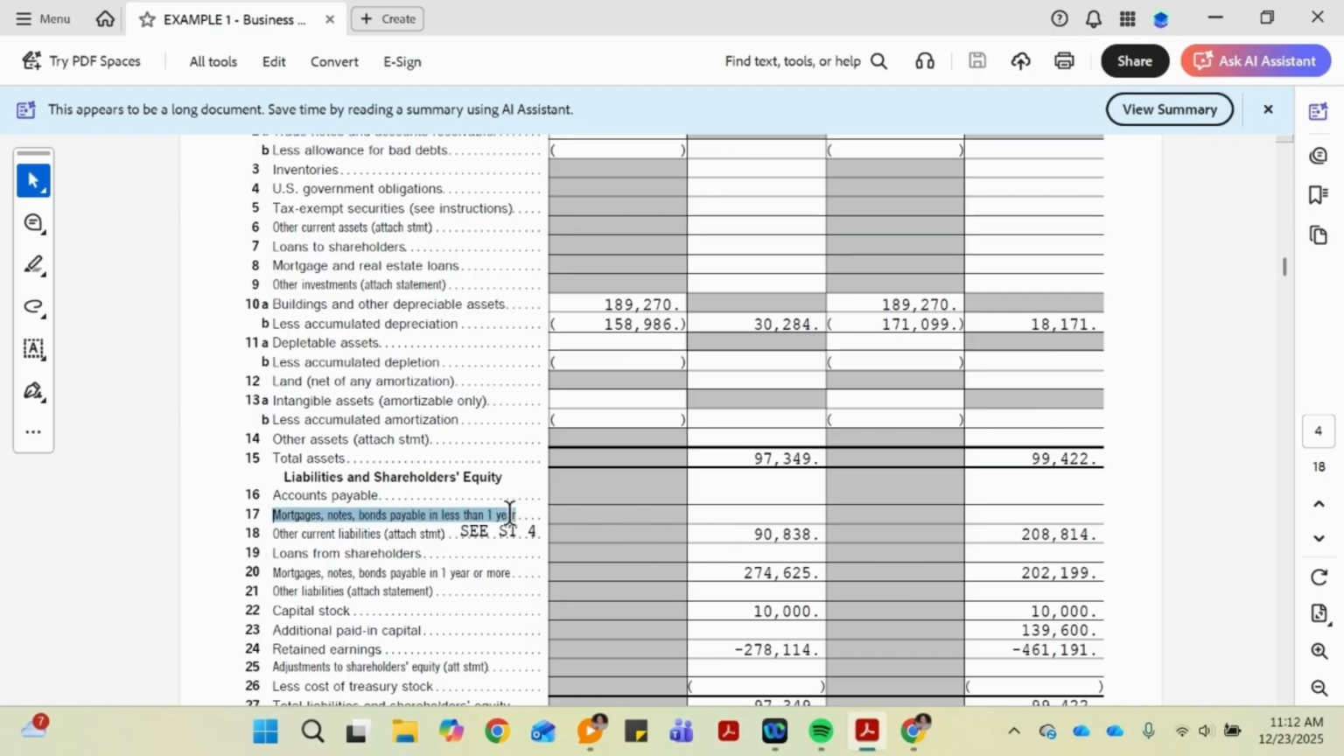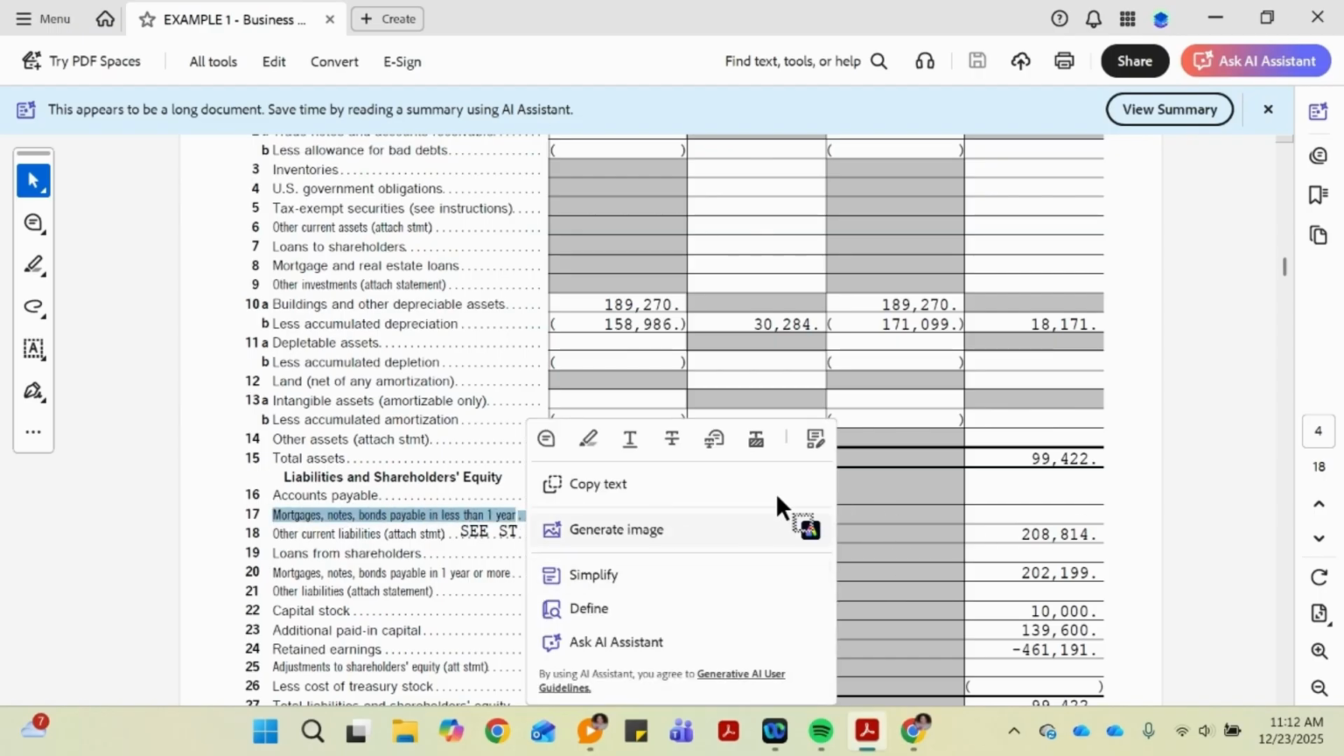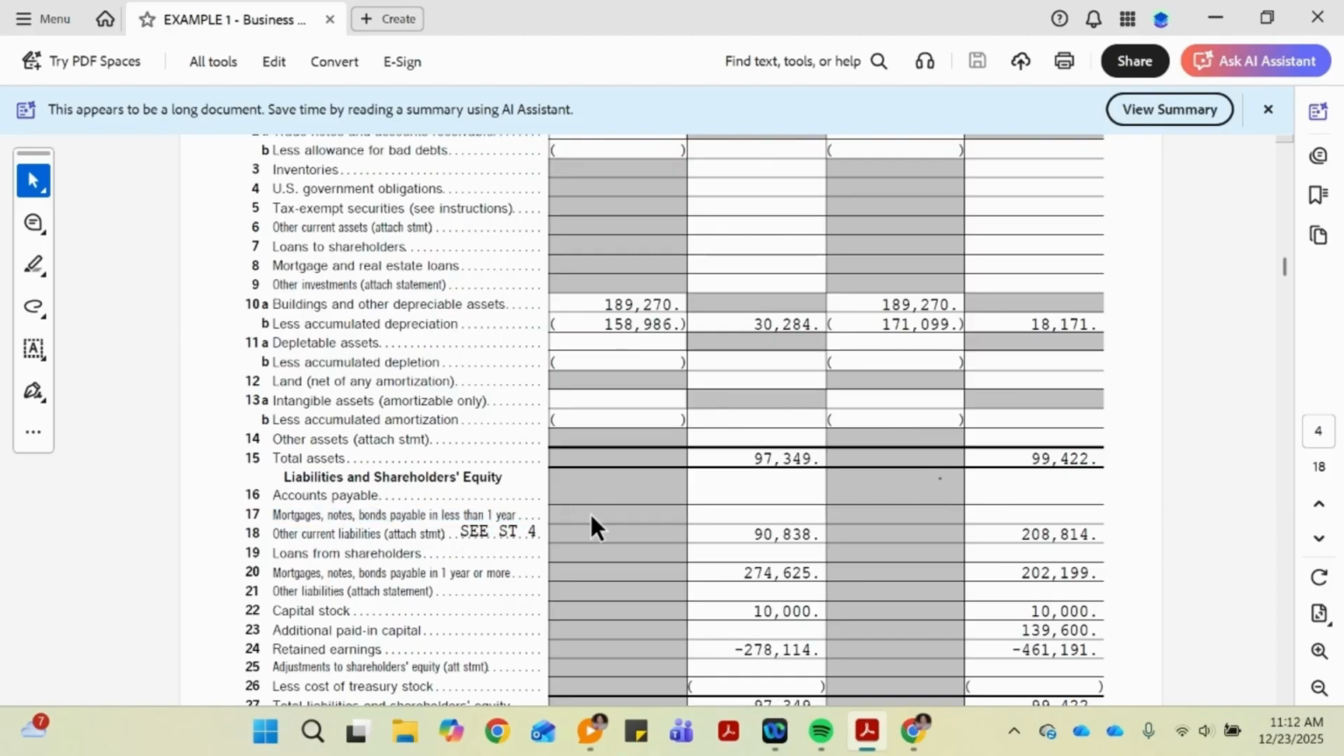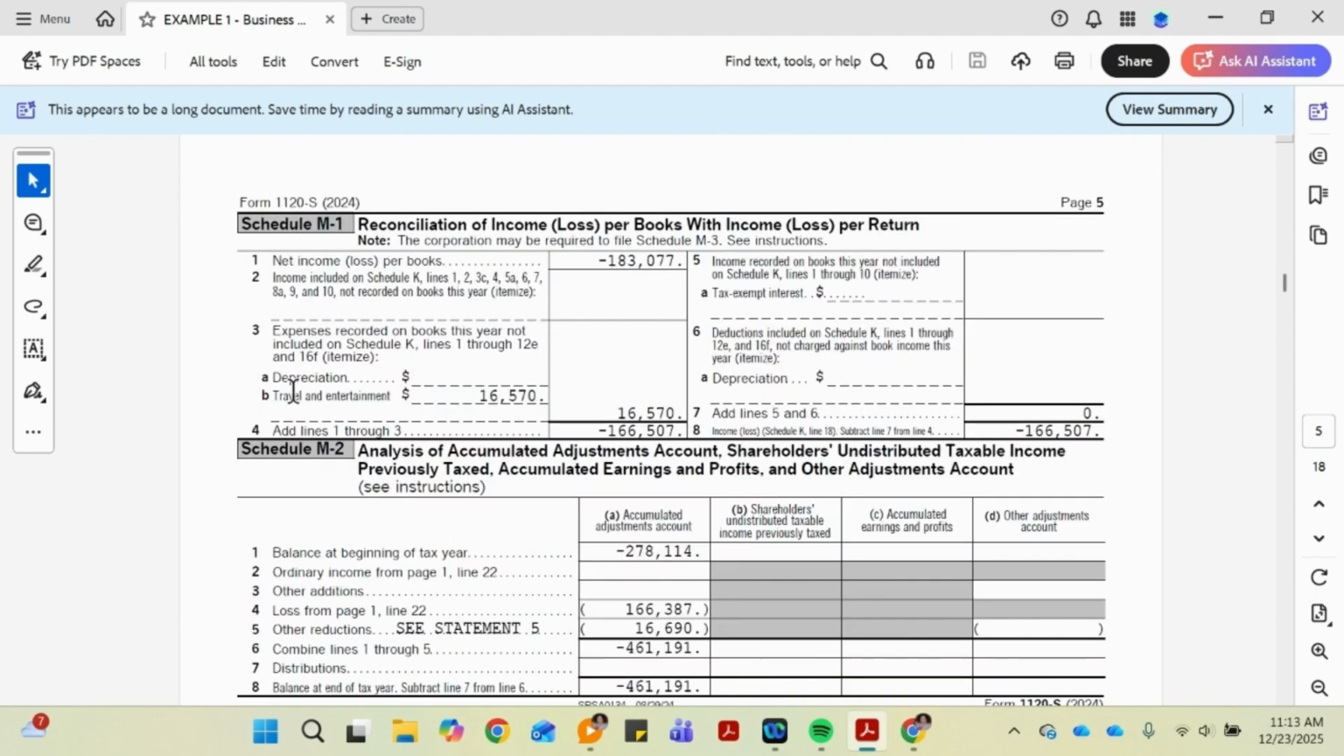But if you do see something on this line, that means you're going to have to deduct that from the income because it's due in less than a year. These are debts that need to be paid. That's something that the underwriters are going to take a look at. Mortgage, notes, bonds payable in 1 year or more, you're okay. These are long-term debts. Then we're looking here at travel and entertainment, meals, things like that.